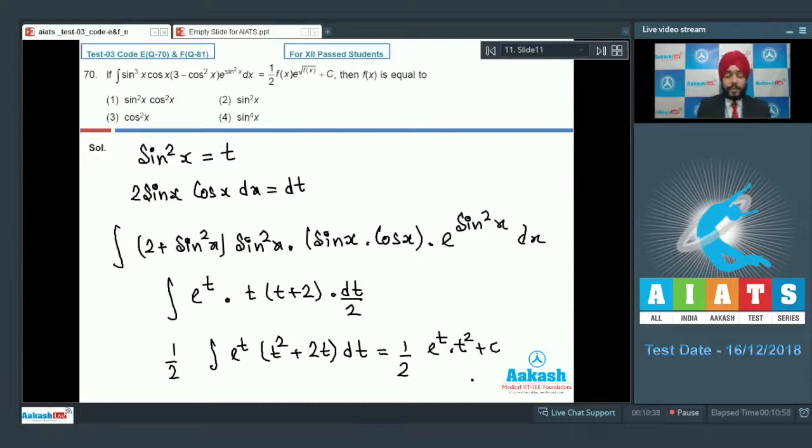So 1 by 2 was a constant common outside, so it will be there, 1 by 2 into f(x). So f(x) is t square, because e raised to the power root f(x) is there. That means e raised to the power t is there. So confirmed, f(x) is t square. T is sine square x, so f(x) is sine power 4 x. Carefully and smoothly applying trigonometric substitution, we have arrived at the conclusion that option number 4 is the correct choice. Okay. Let us move on to 71.